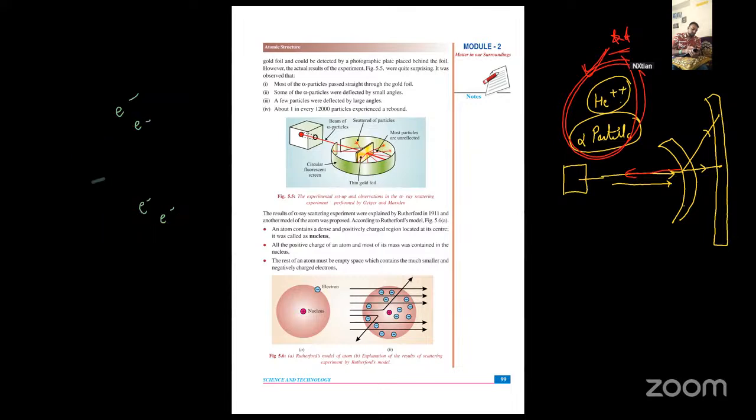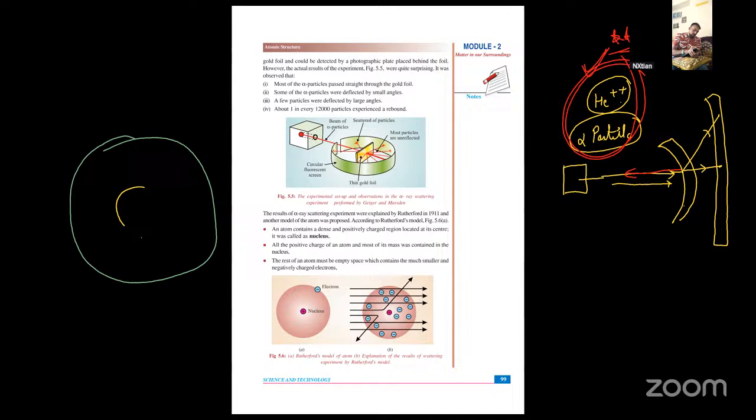So basically, for example, this is an atom. And he found that when the alpha particles are traveling like this, they basically go straight. But when an alpha particle goes near the nucleus, it gets deviated with a small angle like this. Understood? It got deviated with a small angle like this.